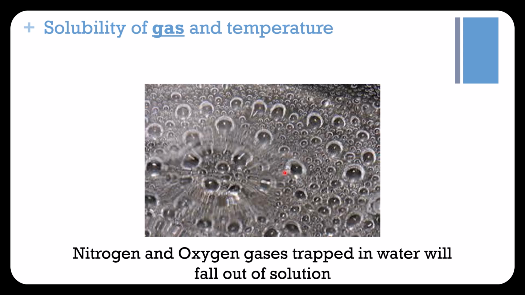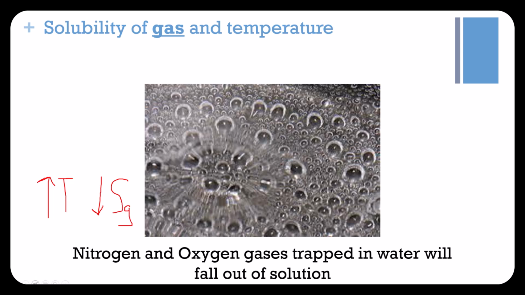But have you ever considered what those bubbles are that form on the bottom of our pans? What that is, is the nitrogen and oxygen gases that are trapped in the water. As we heat up that water, those nitrogen and oxygen gases come crashing out of solution, or they come falling out of solution. So as we increase the temperature of our liquid, what we find is the solubility of that gas decreases. So it's this inverse proportionality. If I increase the temperature, I decrease the solubility of that gas.